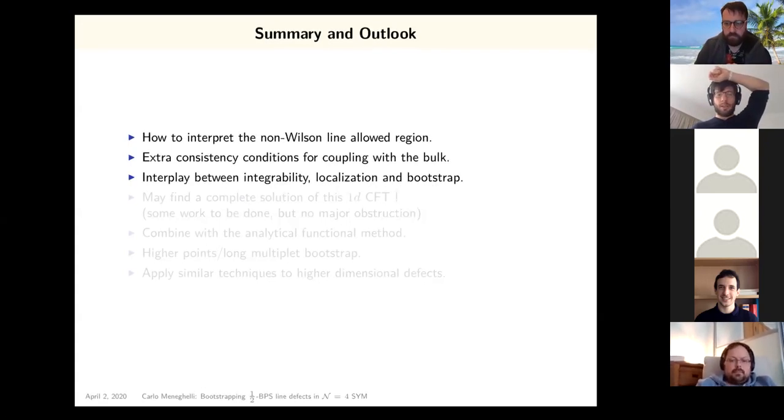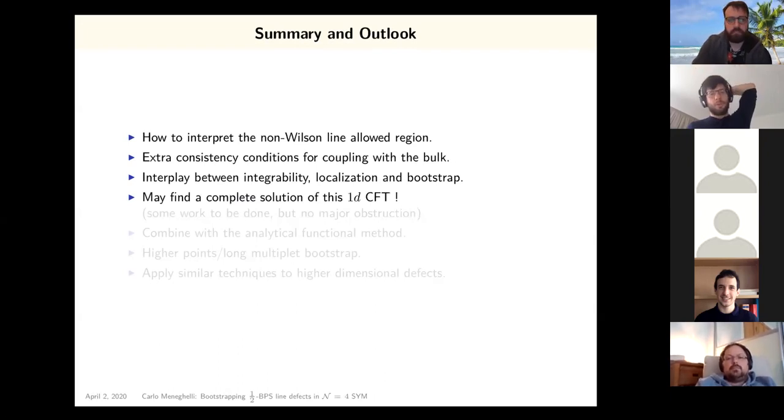Then there was an interesting interplay between integrability, localization, and bootstrap. And I think this one, DCFT, is really one of the simplest non-trivial CFTs one could imagine solving exactly, at least in planar N equal 4, for any value of the coupling.